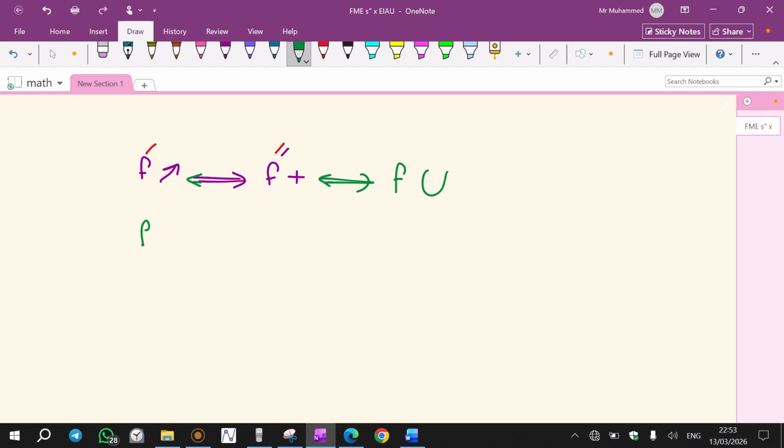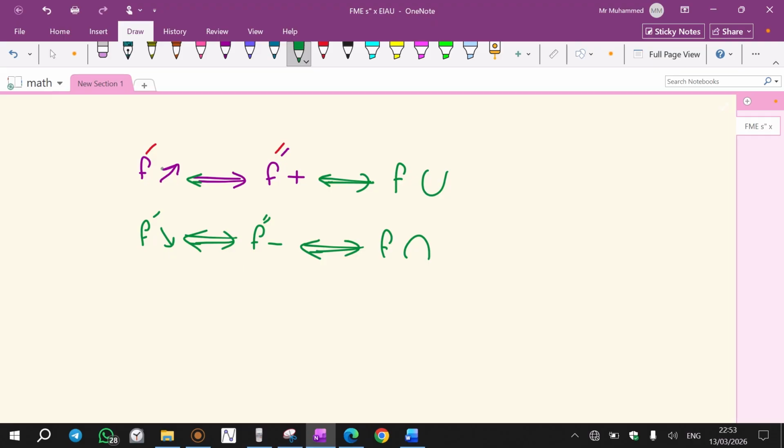Now let's write for the decreasing one. If f prime is decreasing, then f double prime is negative, which makes f convex. And these are two-sided as well. If I know f is convex, then f double prime is negative, which makes f prime decreasing. That's very important. You really need to know this when you enter university.